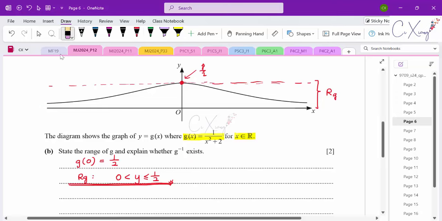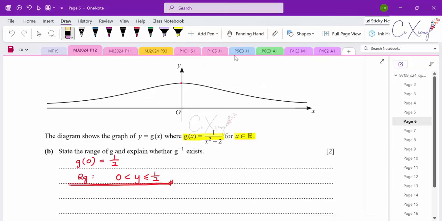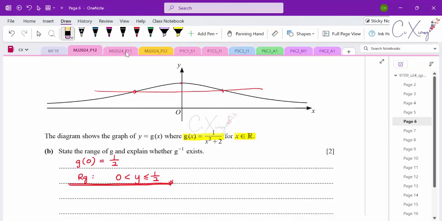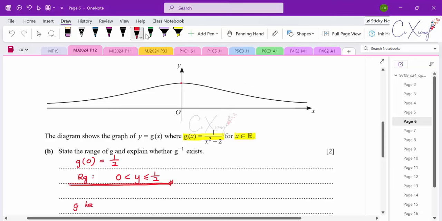If you have a look at the diagram, you will see that basically g is not a one-to-one function. One-to-one function means that if you draw any horizontal line, there's only one intersection point. But if I draw a horizontal line here, I get two intersection points. So this shows that function g is not a one-to-one function. Okay, so g has no inverse. So you have to tell them g has no inverse.